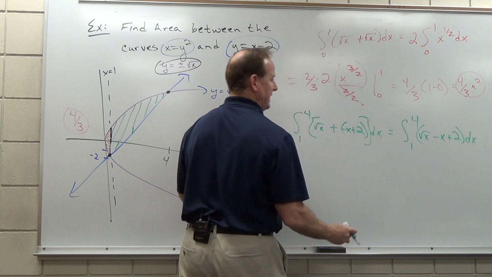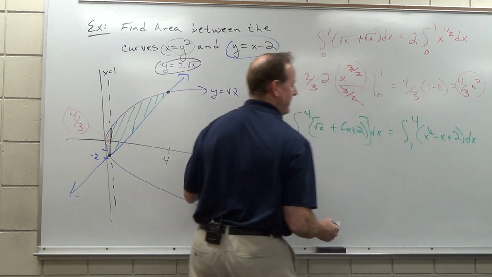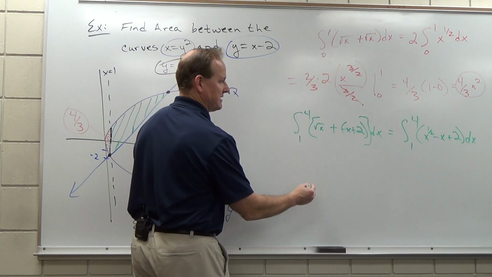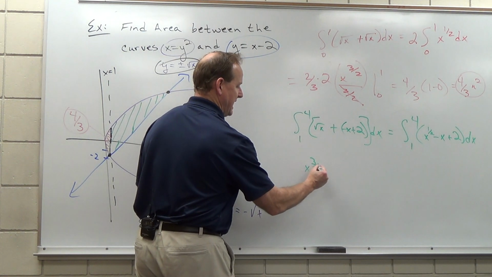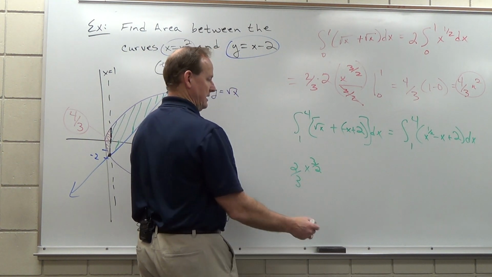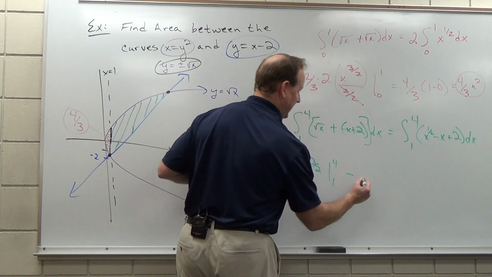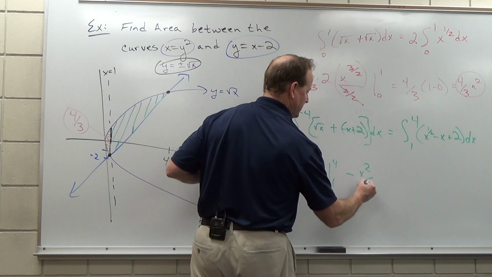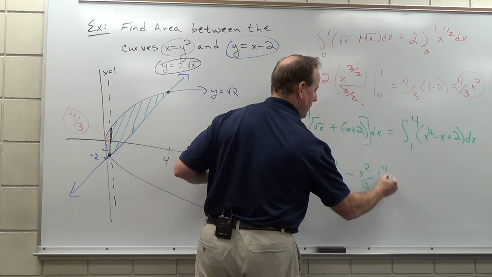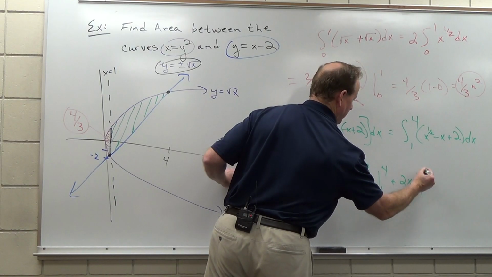So I'm going to go ahead and take the antiderivative. Instead of square root of x, I'm going to write it as x to the 1/2 power as well. And so this ends up being x to the 3/2 divided by 3/2, which is the same as times 2/3, evaluated from 1 to 4, and then minus x squared over 2, evaluated from 1 to 4, and then plus 2x, evaluated from 1 to 4.